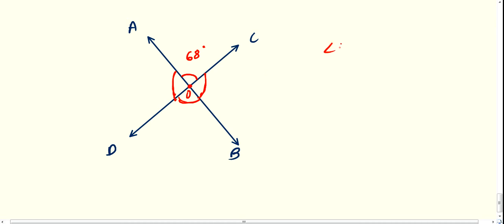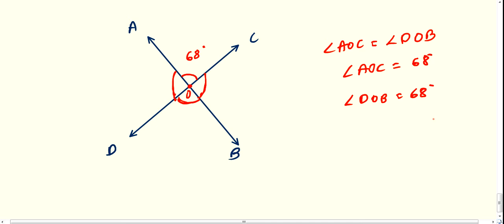First of all, angle AOC will equal angle DOB because they are vertically opposite angles. So if angle AOC equals 68, that means angle DOB is also 68. The reason is vertically opposite angles. Now as you can see, AOB is a straight line, and at O you have 180 degrees.